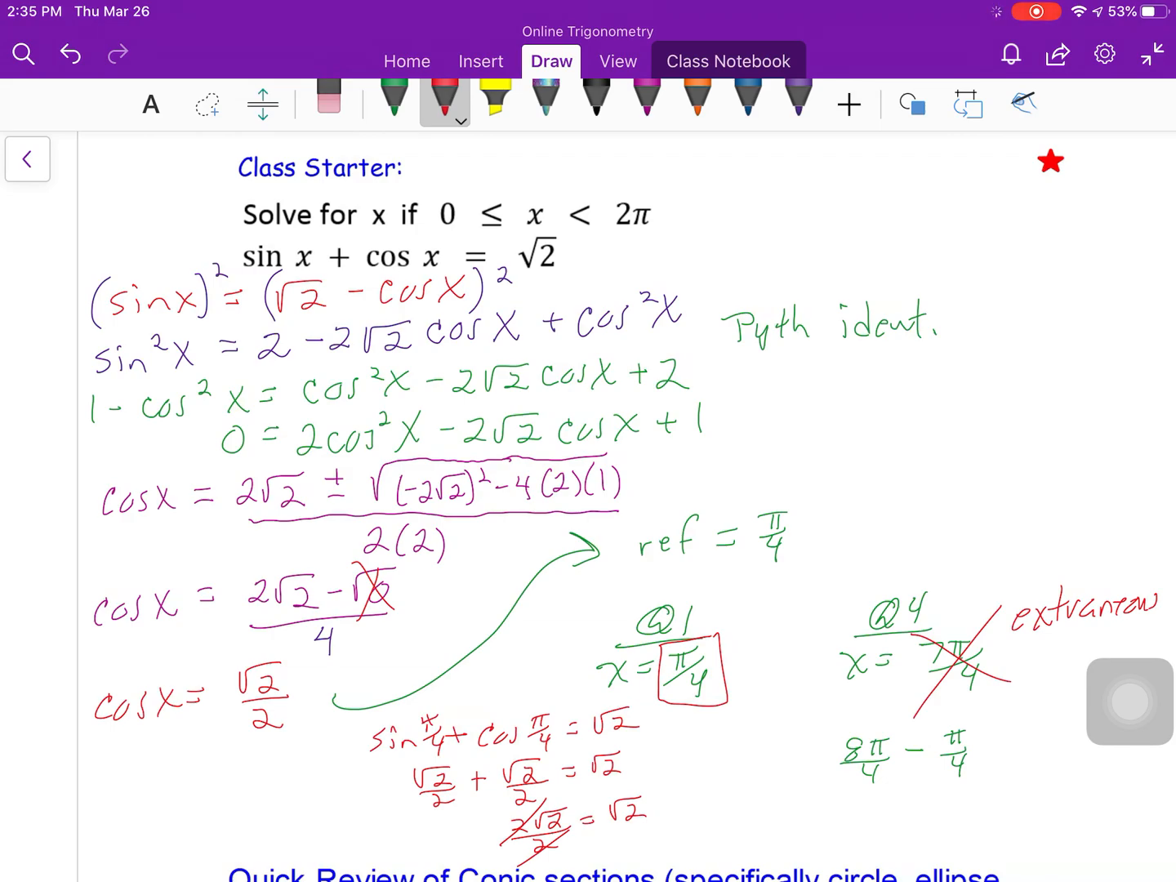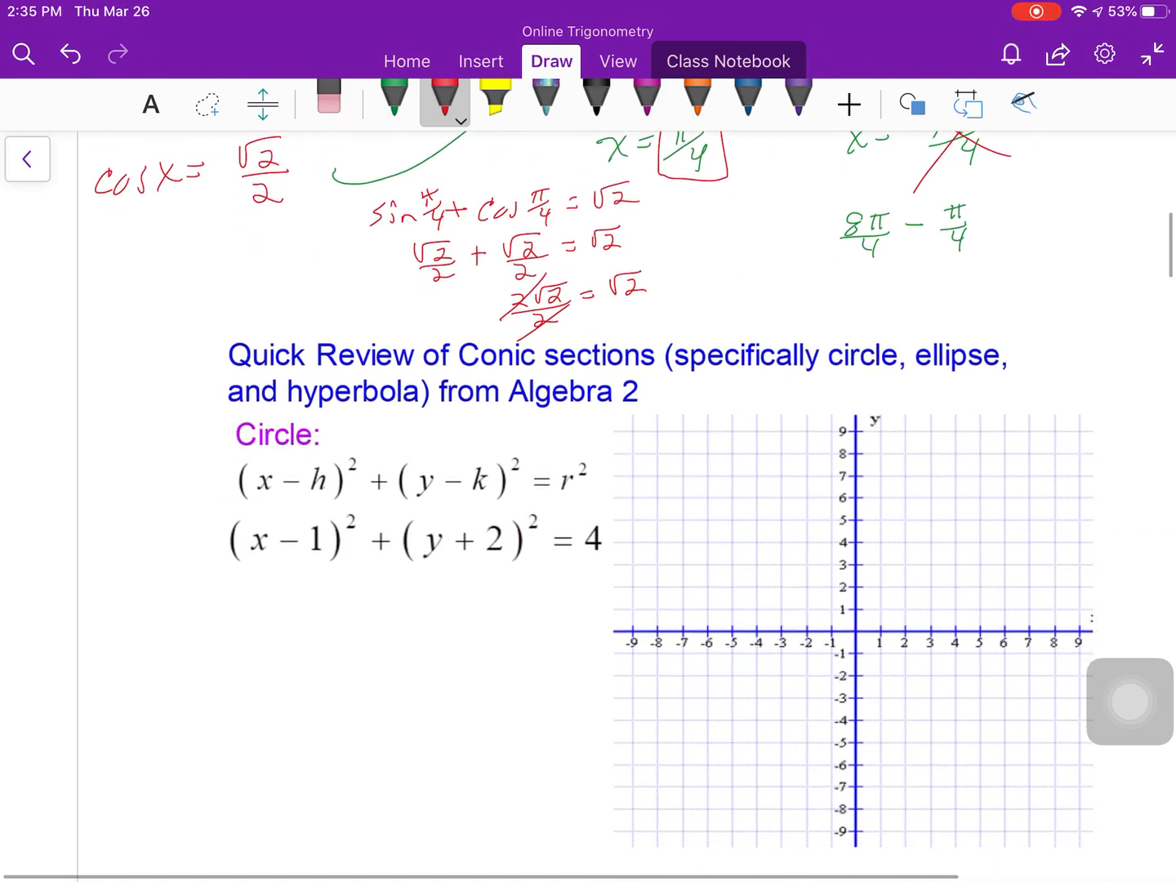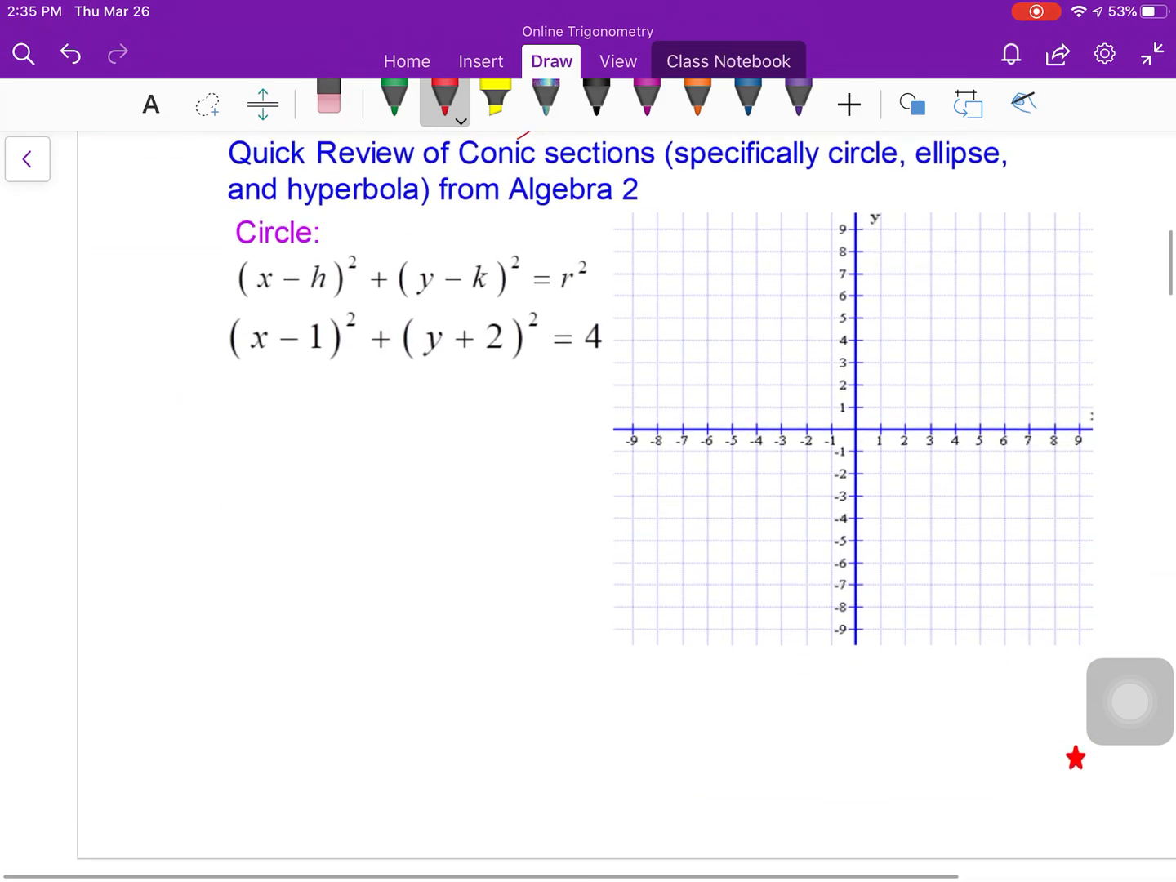So I put that one as a class starter just to remind you that if you have to square both sides, you simply must check to make sure that the roots are all valid solutions to the original problem. So on with this lesson. And this lesson is actually going to have quite a bit to do with conic sections.